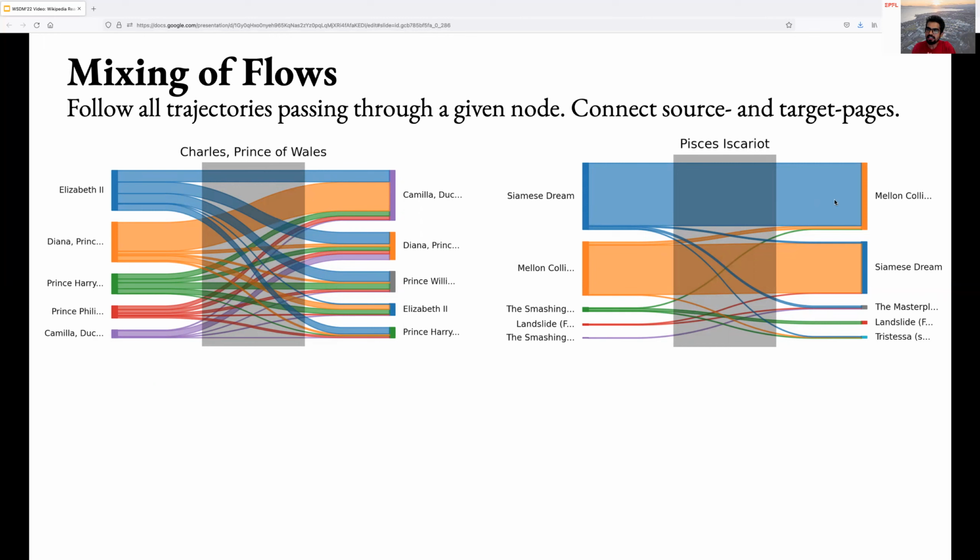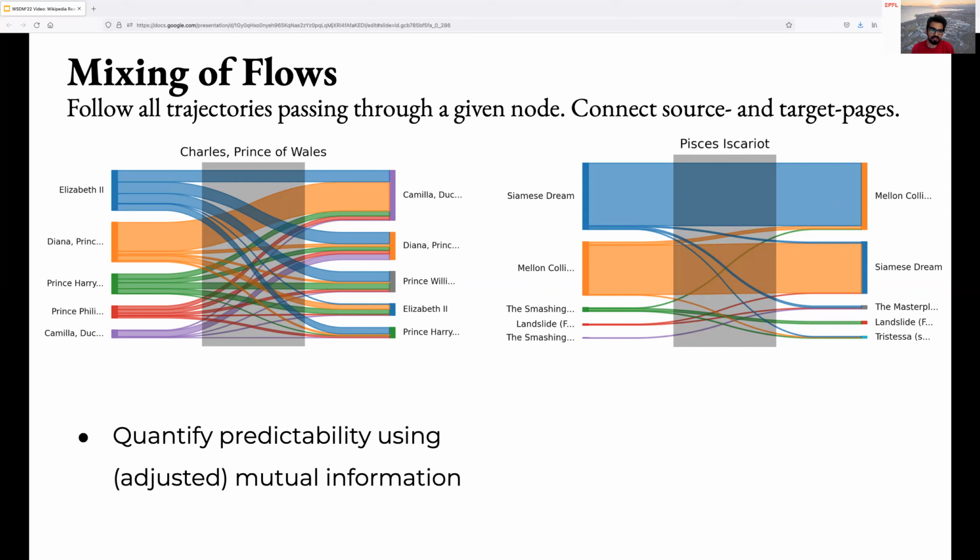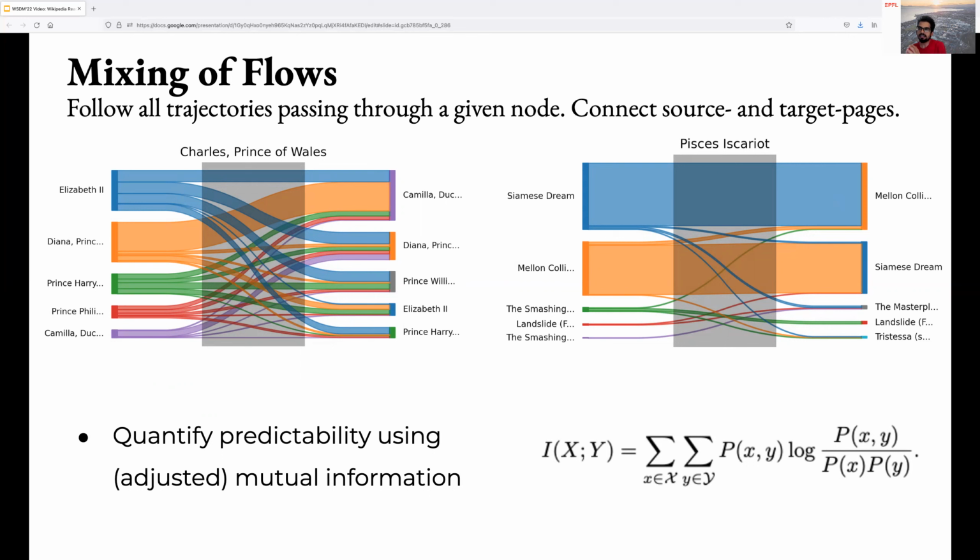So to formalize this further, the predictability is captured by how strong or weak the mixing is. That is, the stronger the mixing, the lower the predictability, and the weaker the mixing, the higher the predictability. And this is formalized using mutual information. This basically captures how much one random variable tells us about another, and in this case, how much the knowledge of the source actually tells us about the target article T.